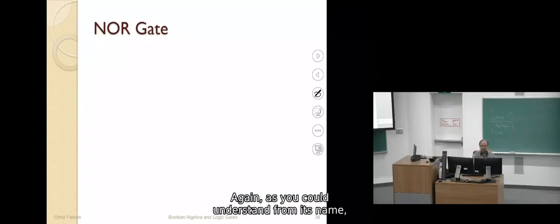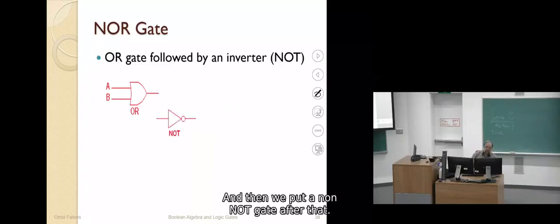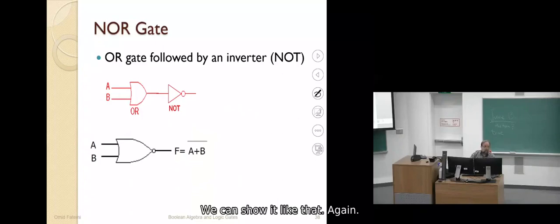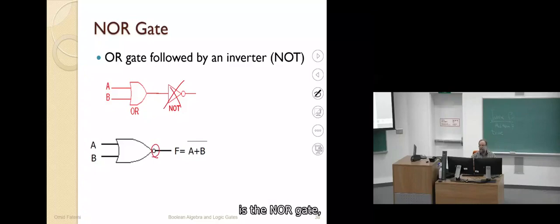The next one is the NOR gate. NOR gate, again, as you could understand from its name, is an OR gate plus a NOT, an inverter. So an OR gate followed by an inverter. You have an OR gate, OR is like that, and then we put a NOT gate after that. We can show it like that. Again, this could be removed and just the circle would be placed here. So this is the NOR gate. NOR is OR with NOT.